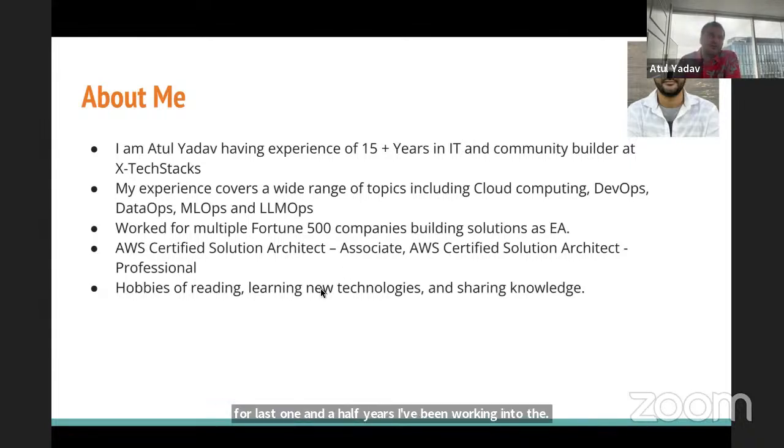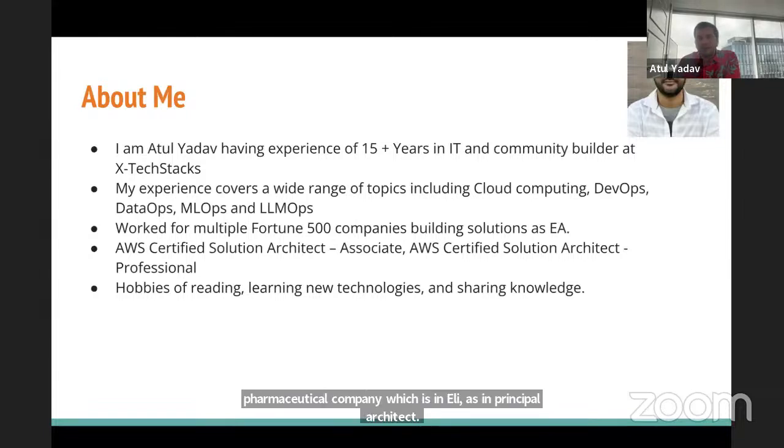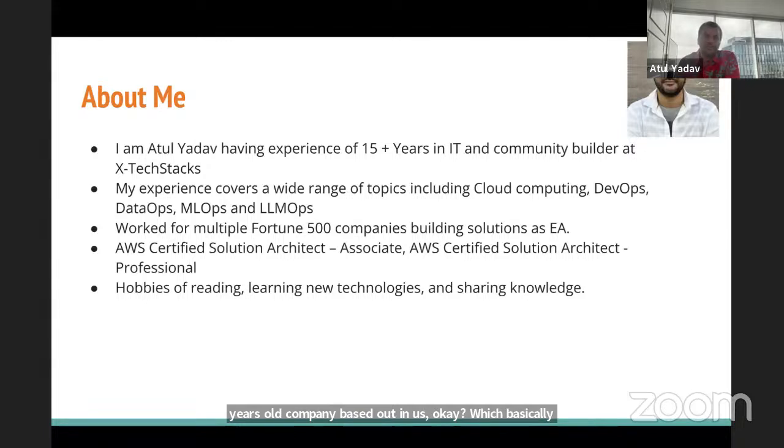So I work with a pharmaceutical company, Eli Lilly, as a principal architect. Eli Lilly is a 150 year old company based in the US, which manufactures medicines. If you have heard about insulin and polio, Lilly is the inventor of these medicines.